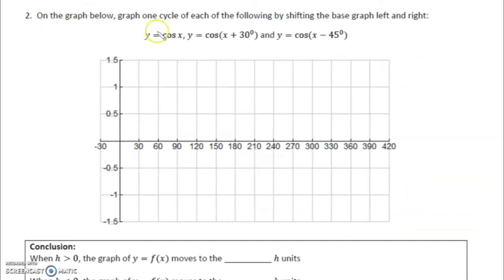Now, number 2, on the graph below, graph one cycle of each of the following by shifting the base graph left and right. Again, I'm going to plot the base graph. This time we're dealing with y equals cos x. For cos, we start at (0, 1), (90, 0), (180, -1), (270, 0), and (360, 1). That's our base graph.